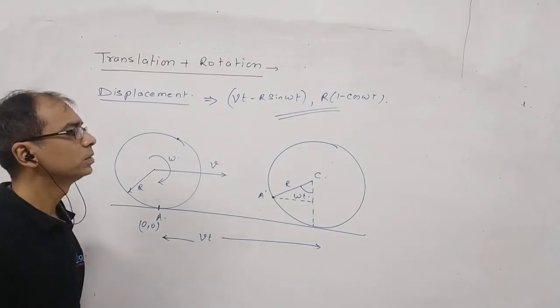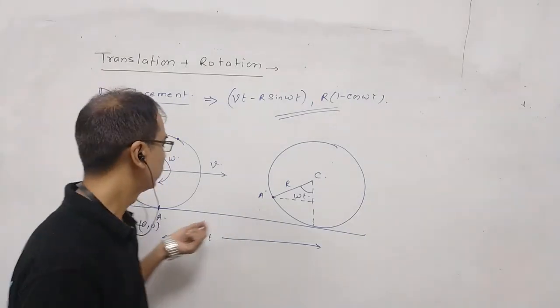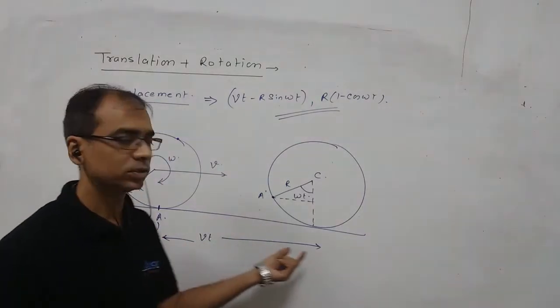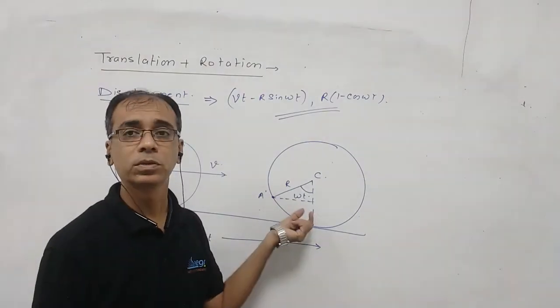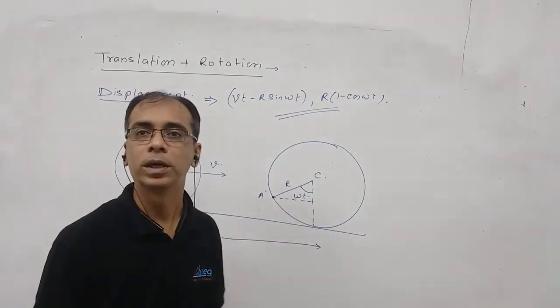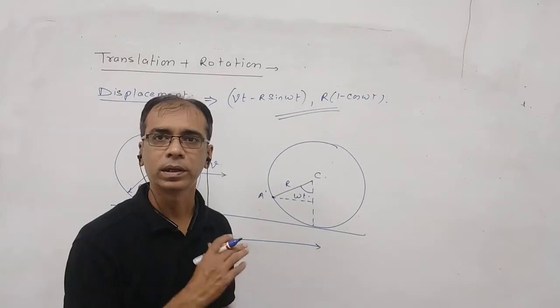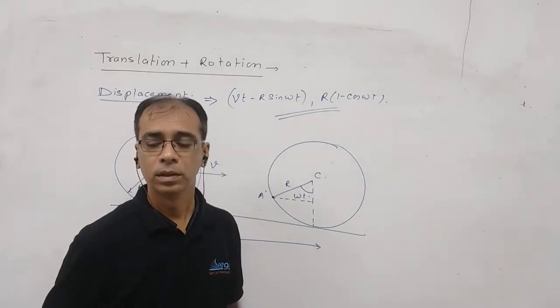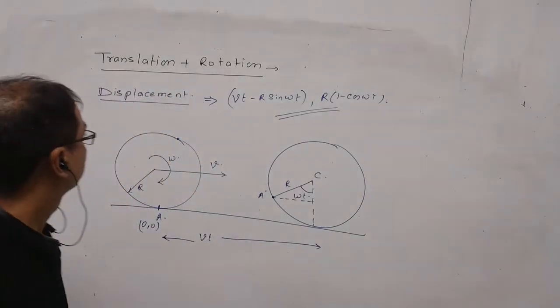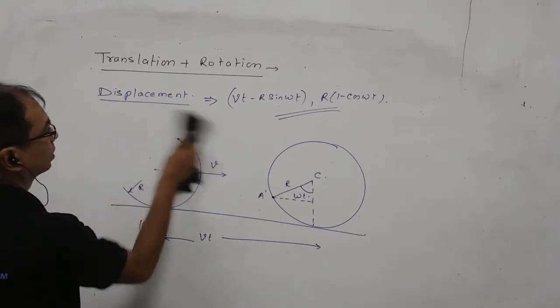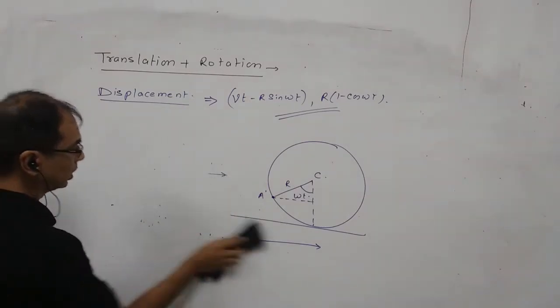When we talk about displacement, the center of mass has moved by Vt, and with respect to the center of mass it has moved omega t. This is displacement. Now let's talk about velocity then.